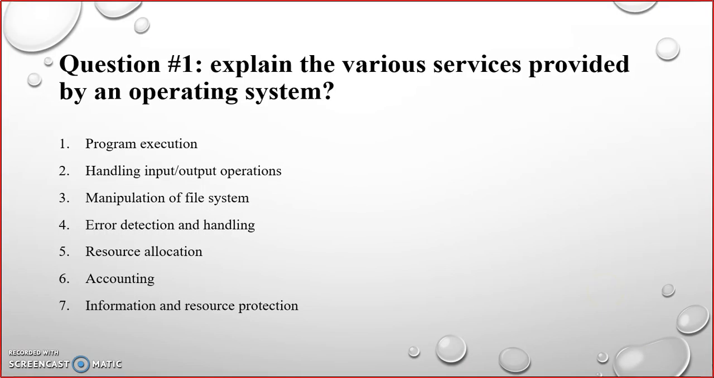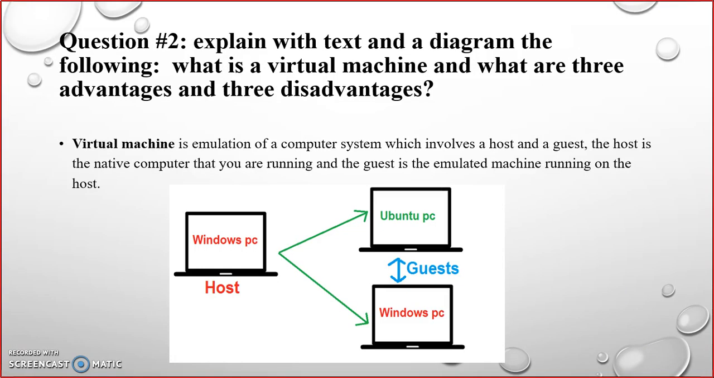Okay. The second question was asking, explain what is a virtual machine and give 3 advantages and 3 disadvantages. According to Gord Griffin, the author of Data Virtualization and Modern Computing, it is an emulation of a computer system which involves a host and a guest. The host is the native computer that you're running, and the guest is the emulated machine running on the host. So the host computer is the physical computer with the hardware, and the guest will be the virtual machine.